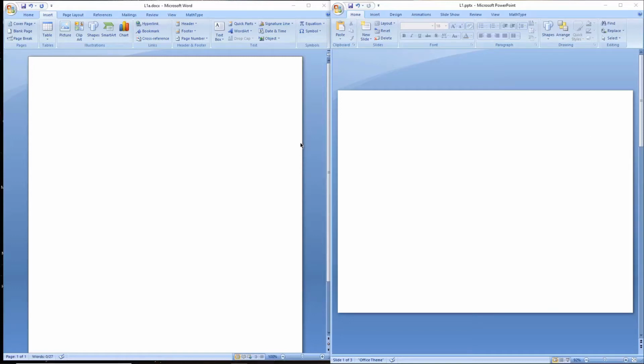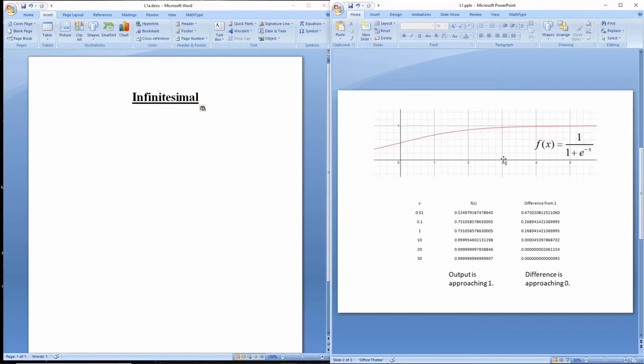So the second concept we have here, a little less known one, probably going to be new to you, is the infinitesimal. And I'm going to pull up the graph that we used for infinity. And this was the one that was approaching 1. And again, I have that column there where we can see the output is approaching 1.